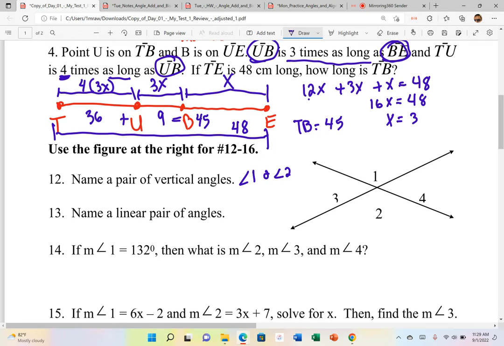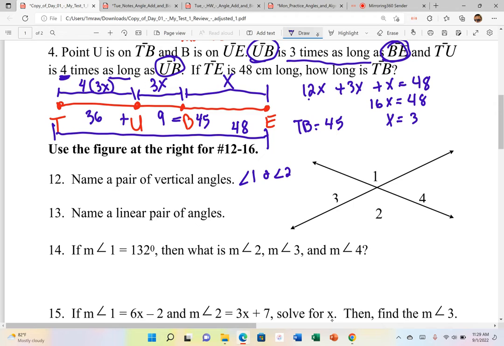Now, the relationship with angle 1 and angle 2 is really important. Angle 1 and angle 2 are vertical angles. Vertical angles happen to be congruent. So, for instance, if I said that this was 100 degrees, then this angle down here would also be 100 degrees. Right? That is important.